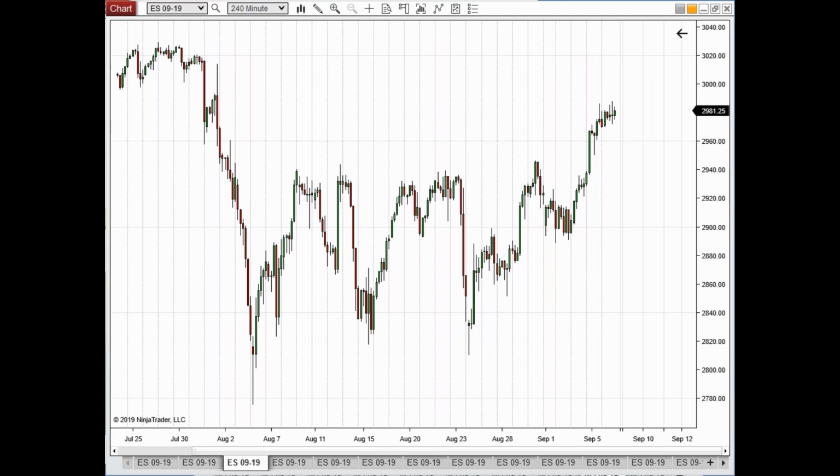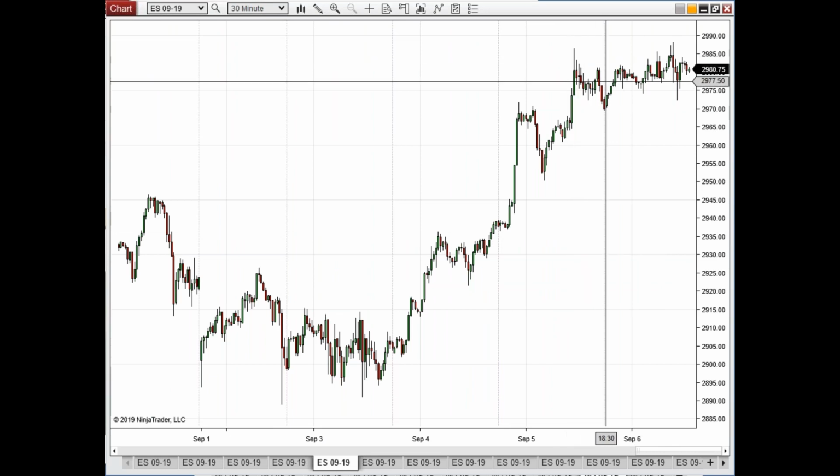The Russell has been having really strong, solid moves over the last couple of days. Nasdaq's been a little bit choppier. Let me show you guys the Russell. Actually, here we'll look at the ES first. So you can see the last couple of days have been kind of choppy.